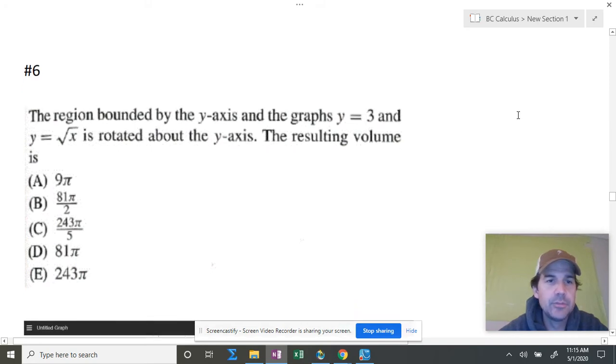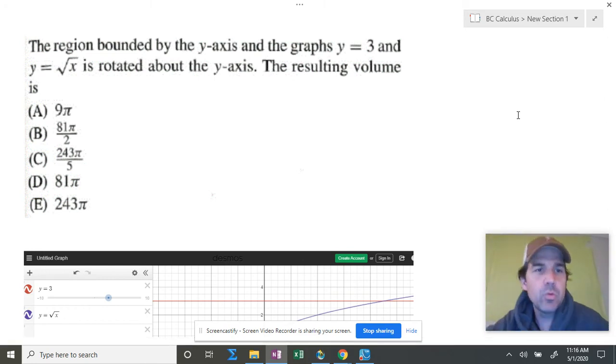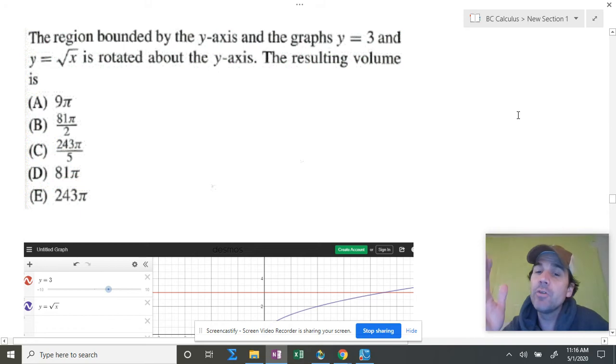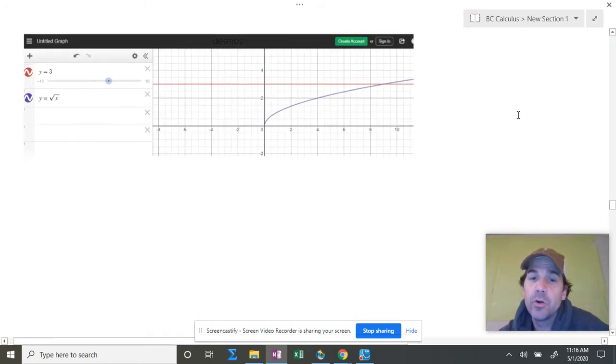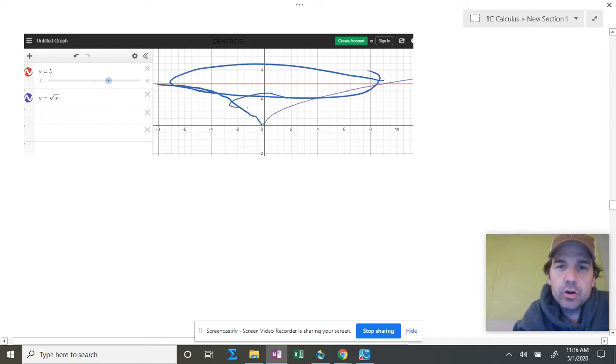The next question. Now you want the region bounded by the y-axis and the graph y equals 3 and y equals the square root of x. You're rotating it around the y-axis. If you're rotating something on the y-axis or any vertical line, now it's dy's. Everything's dy. First, you can go to Desmos and graph it. If we rotate this around, it's going to be like a reflection on the other side, and these will all be circles going throughout. So it's like a funky cone shape.